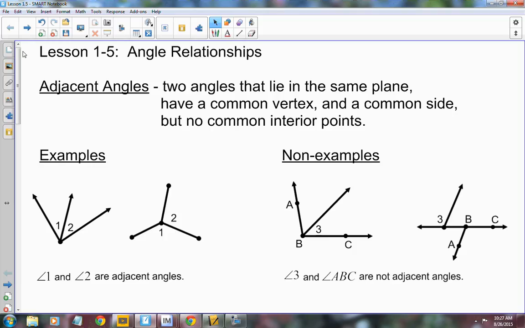Angle relationships. Yesterday we talked about angle measure. Today we're going to talk about angle relationships. And lots of terminology, lots of vocabulary today that you've got to know. You've got to know it really well. And the first one is adjacent angles.